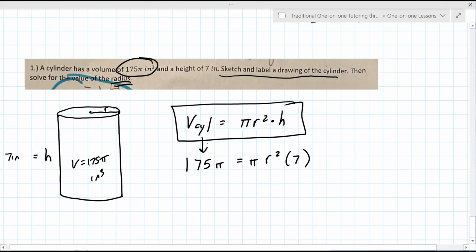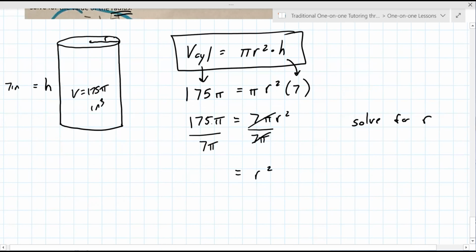So all I did was substitute the given numbers. On the right side, I'm just going to rewrite it slightly. 7 pi r squared equals 175 pi. And we want to solve for r. So to solve for r here, you're going to divide both sides by 7 pi. On the right, that cancels, leaving just r squared. On the left, the pi's cancel. 175 divided by 7 is 25.